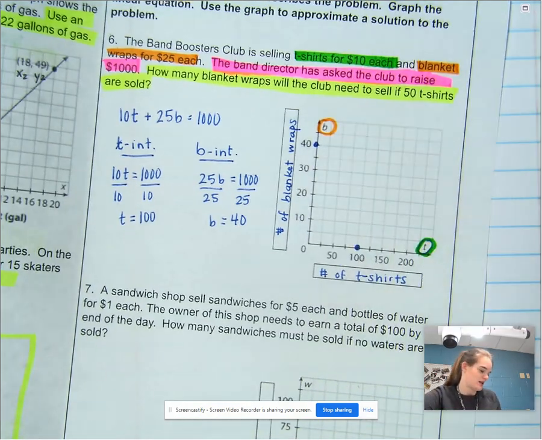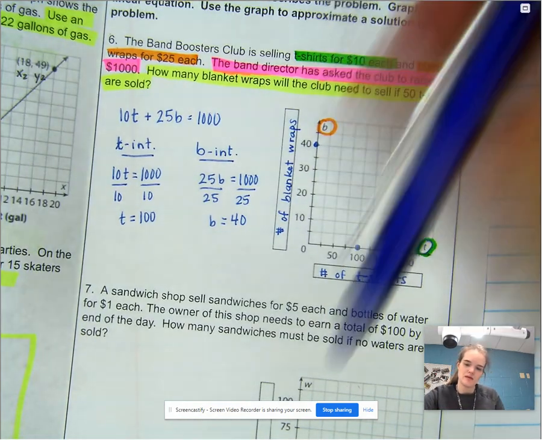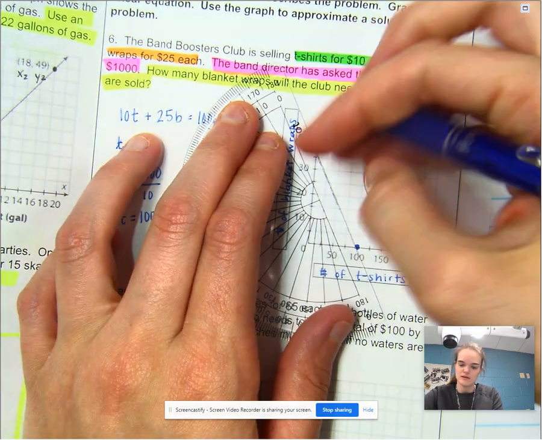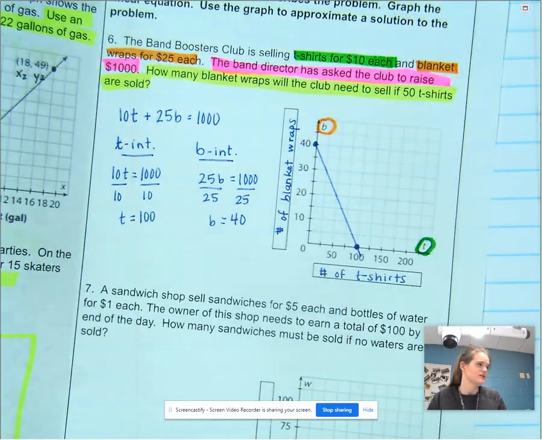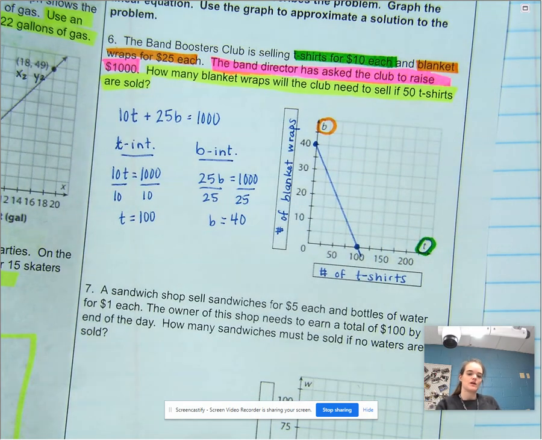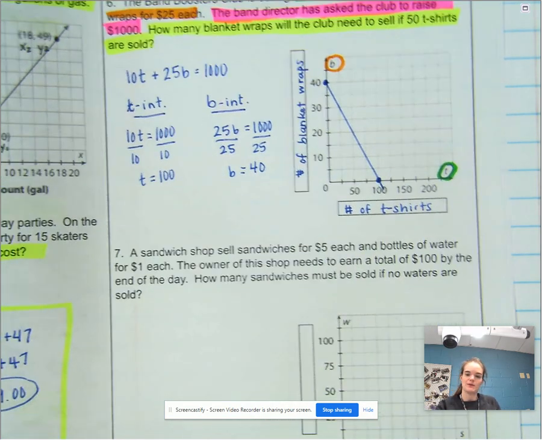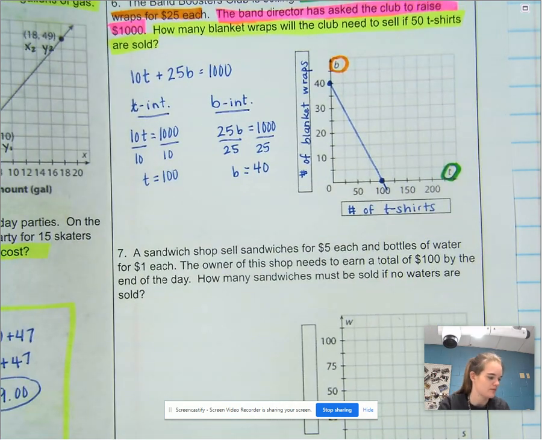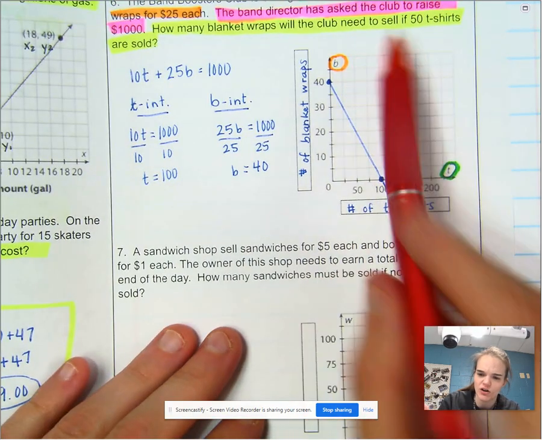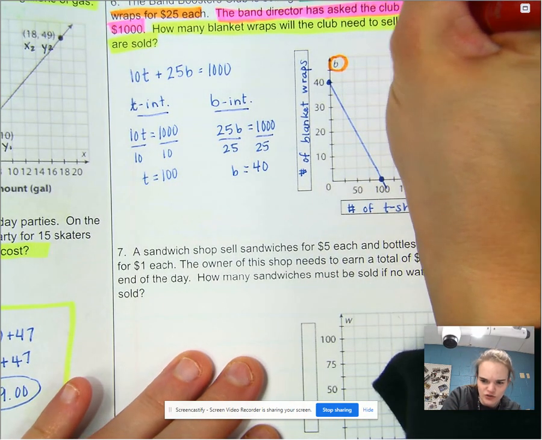All right, then we're going to connect them. And there we got it. We've graphed it. Last, we have to answer the question, and we might not have enough room. I'm hoping we do, but we'll see. So the question: how many blanket wraps will the club need to sell if 50 t-shirts are sold?